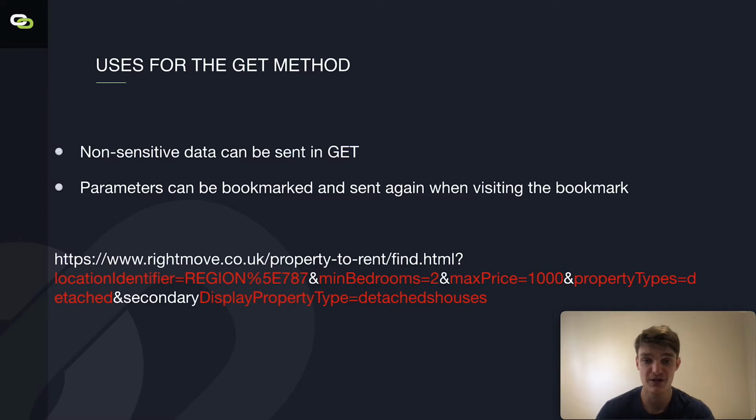So there are some uses for the GET method. This could probably be considered a vulnerability if you're sending sensitive data, but it is actually really helpful if you're not sending sensitive data in certain scenarios. So parameters can be bookmarked and sent again when visiting the bookmark. So a site like Rightmove or a housing website might want you to be able to put filters in and easily bookmark your pages. So to do this, they use the GET method, as it can be replayed and it can be bookmarked.